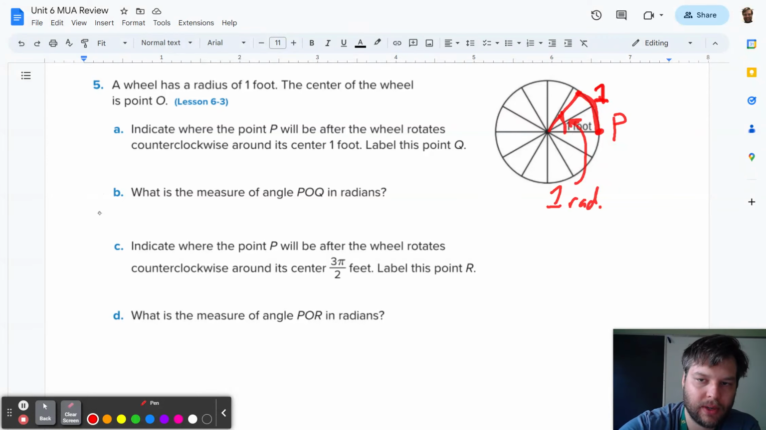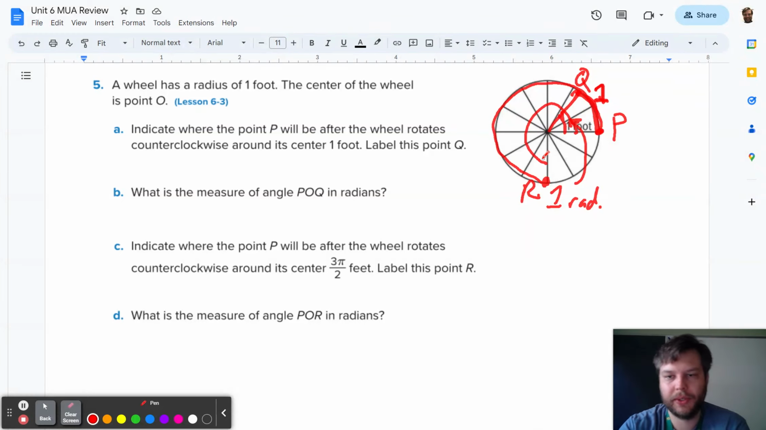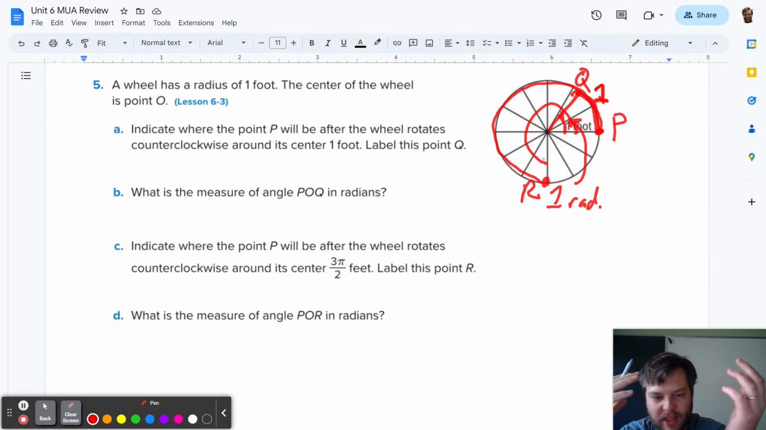Similarly, I just answered parts A and B. Indicate where point P will be after it rotates 3 pi over 2 feet. 3 pi over 2 is right here to point R, and that angle is 3 pi over 2. So the point of this question, it's a little bit of a confusing question, but the point of the question is that the length that it rotates is the angle measure in radians. That's why we use radians as an angle measure, because it directly tells us what the length is.